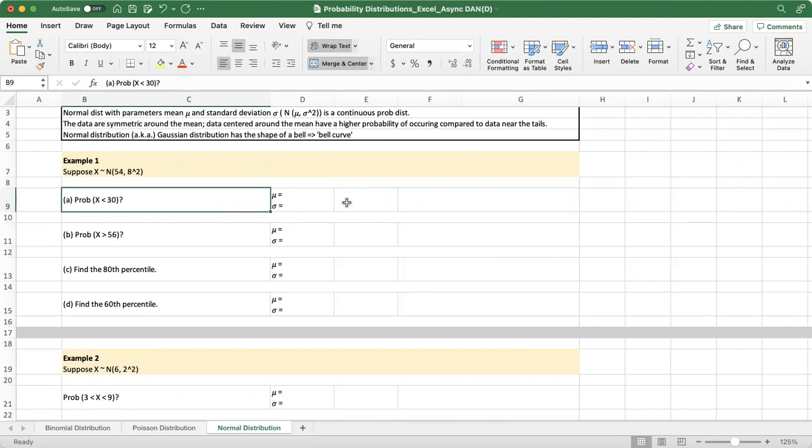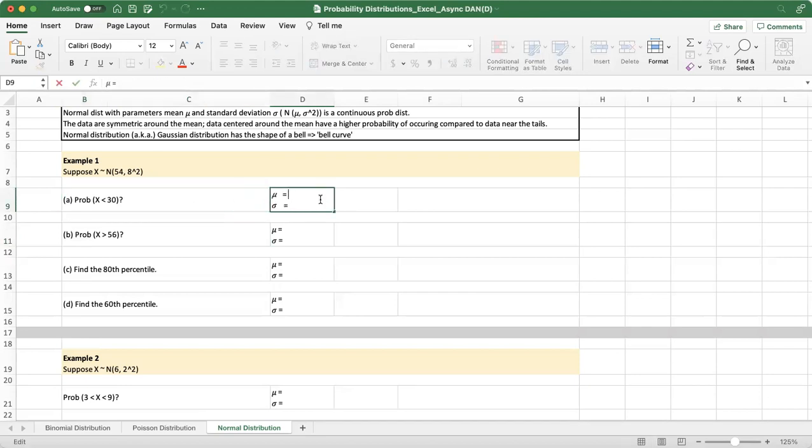Now, just a quick note here, normal distribution is a continuous probability distribution. So whether X is equal less than 30 or X being less than 30 is actually probability of X being lesser than or equal to 30, and so on. So lesser than and lesser than or equal to, greater than and greater than or equal to, they're all equivalent because we're dealing with continuous probability distributions. So what's the probability that X is lesser than 30?